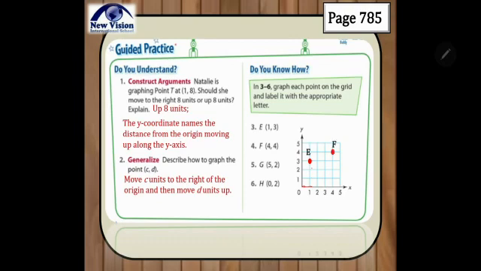Next, number 5, point G, that is (5, 2). So from the origin, we have 5 units to the right and 2 units up. So here is our point G. And last, number 6, point H, (0, 2). So here is our point H. Did you understand, class? Very good.